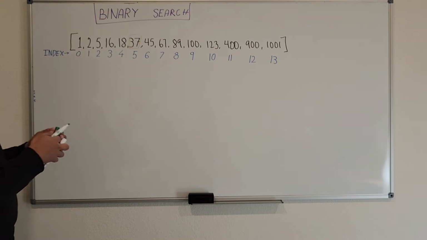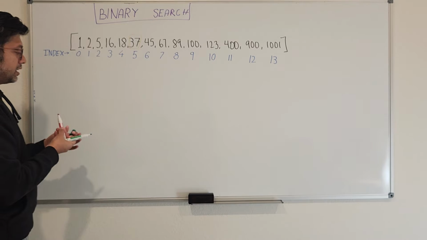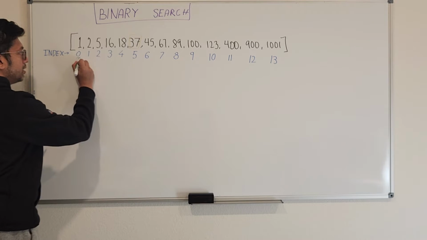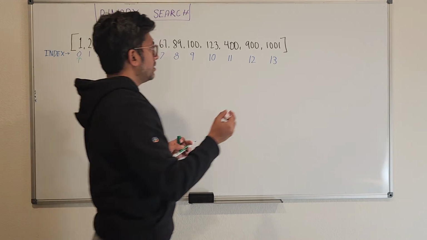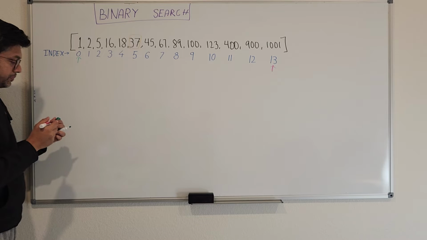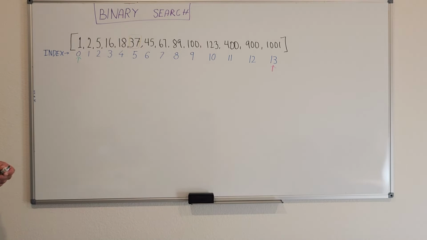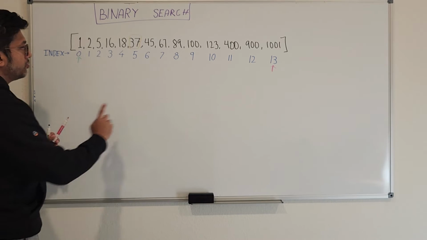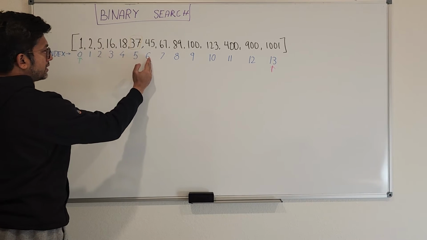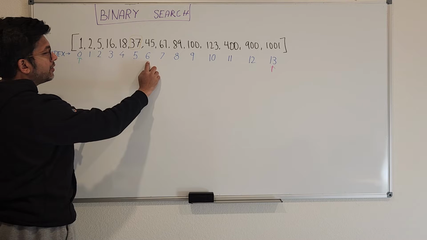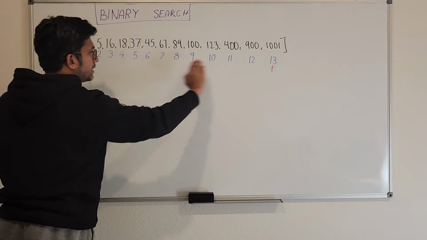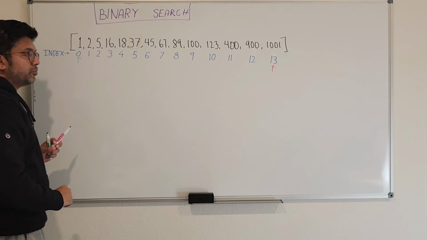Suppose when I start the search, I start with the first element and the last. I have an index for the first element and the last element. Now what I do is I go to the middle number, which is this one. This one is 45, and 45 is bigger than 37. So I know this or anything to the right cannot be the number I'm looking for.